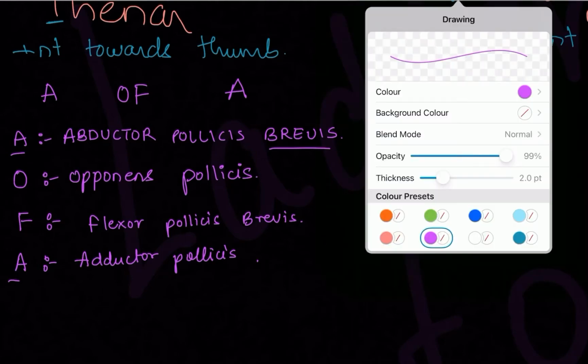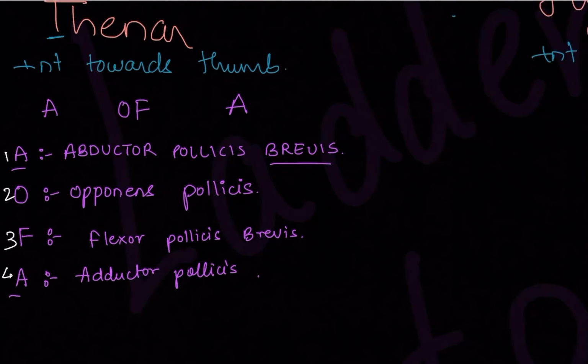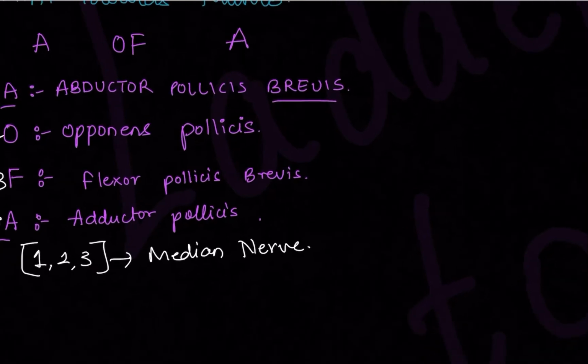Now, the innervation. This is 1, 2, 3, 4. The 1, 2 and 3 are supplied by the median nerve. The fourth one is supplied by the ulnar nerve. The fourth one is which? Adductor pollicis, supplied by the ulnar nerve.